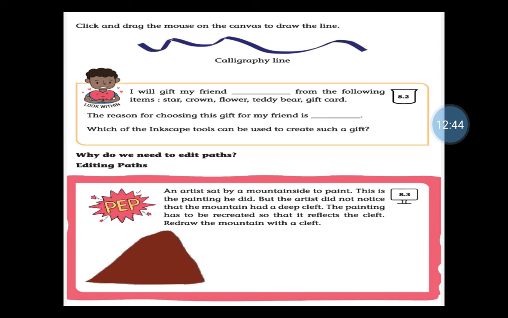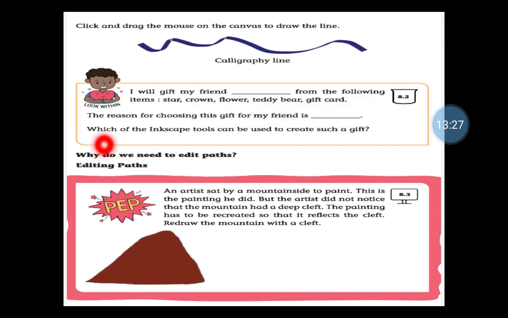Here they have given one activity, look at activity 8.2. Here you have to complete this activity. Okay, I have not completed this activity. You only have to complete this. First I'll read this. Okay, I will gift my friend dash from the following items. Here some items they have already given. From these items, whichever item you want to gift your friend, you have to write here. Next is the reason for choosing the gift for my friend. You have to write the reason why you are selecting this particular gift.